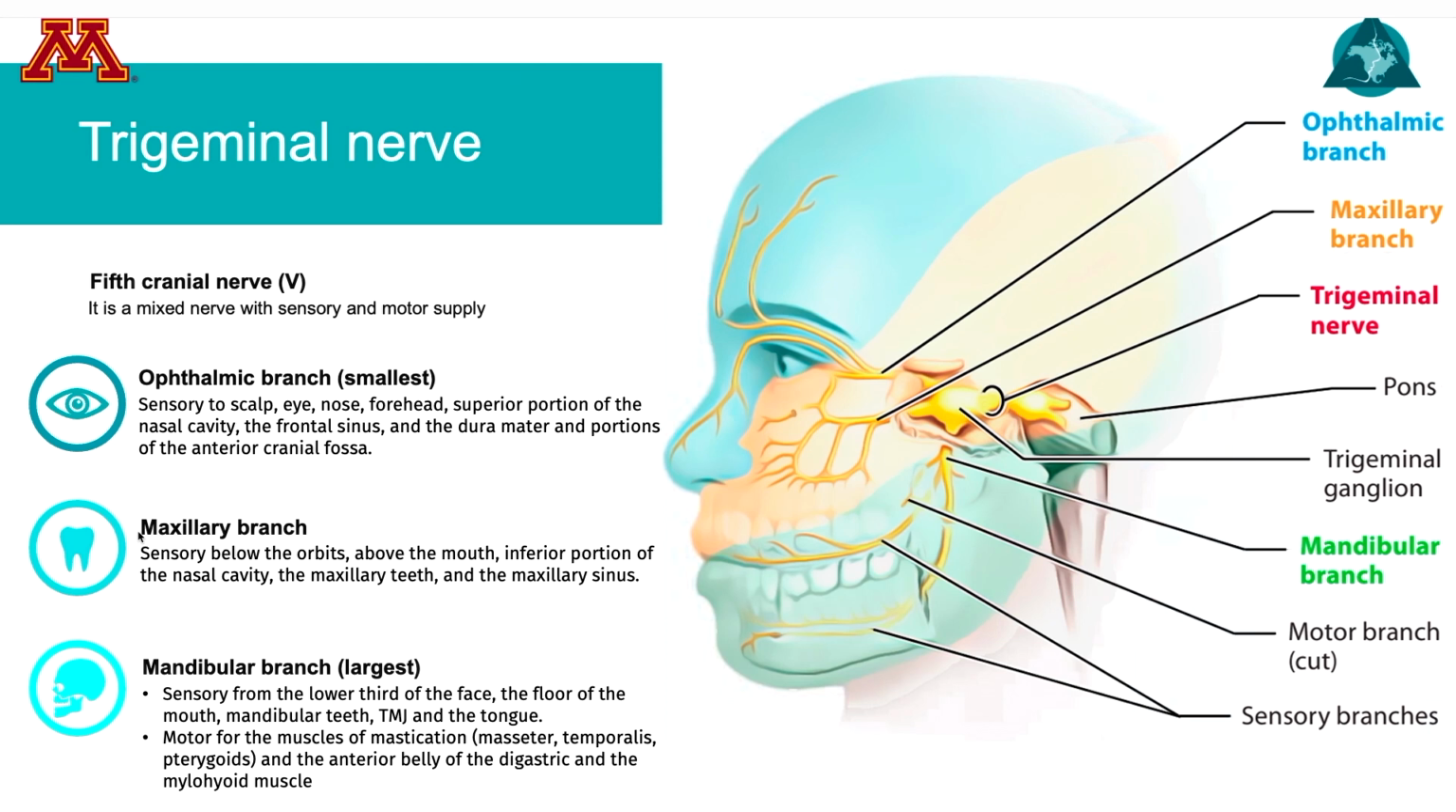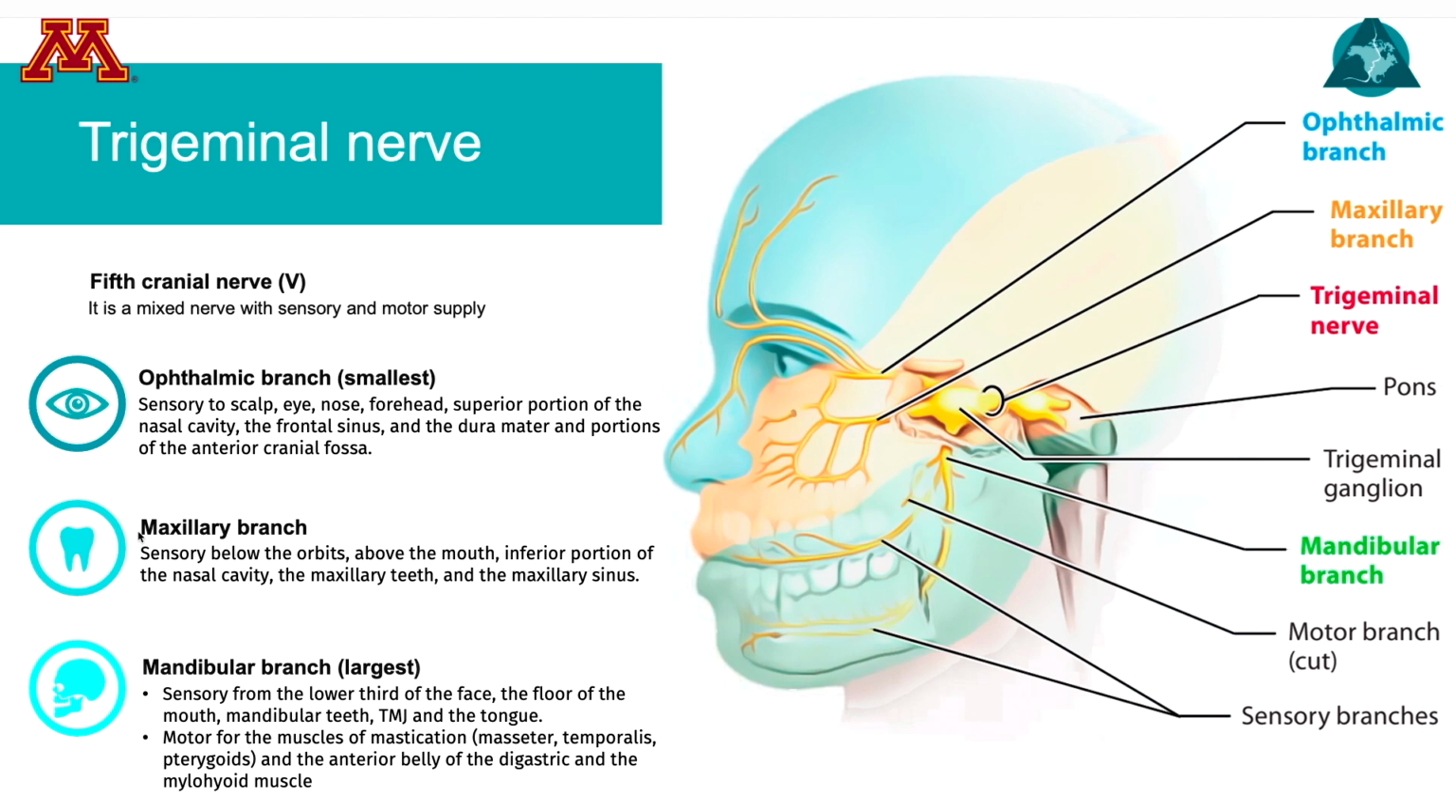Okay? The first branch is the ophthalmic. So it's like this, 3 branches. The first branch is the ophthalmic, and from the name, ophthalmic is eye. So it's supplying this area. It's supplying the eye, the scalp, frontal sinuses, the meninges.